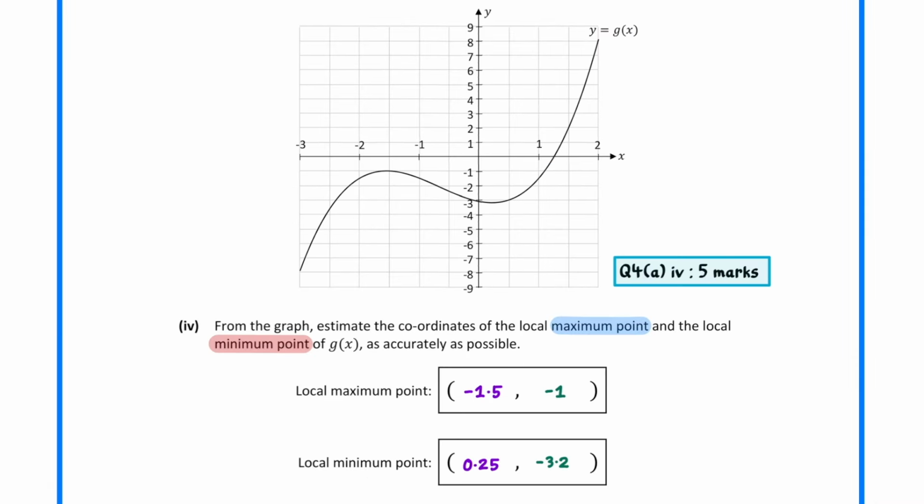In part 4, we must estimate the coordinates of the local maximum and the local minimum. The maximum point has an x value around minus 1.5 and a y value around minus 1. The local minimum has an x value around 0.25 and a y value around minus 3.2.